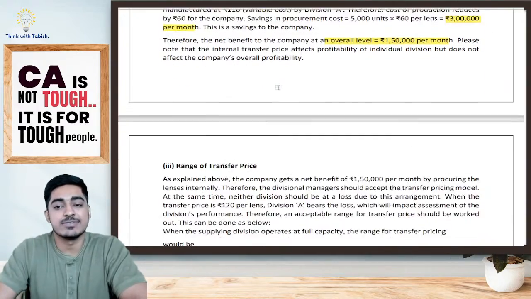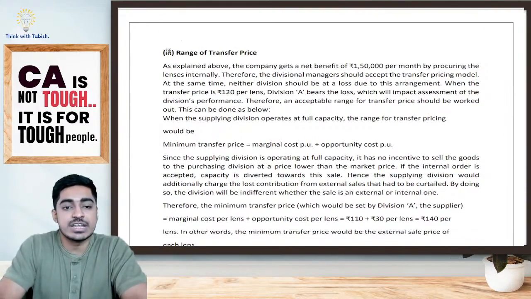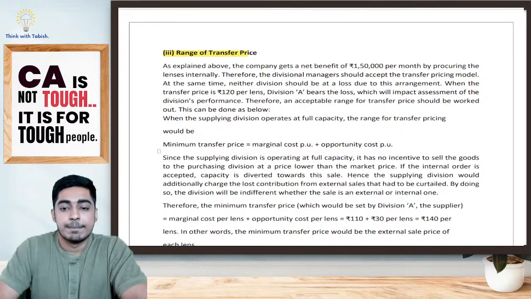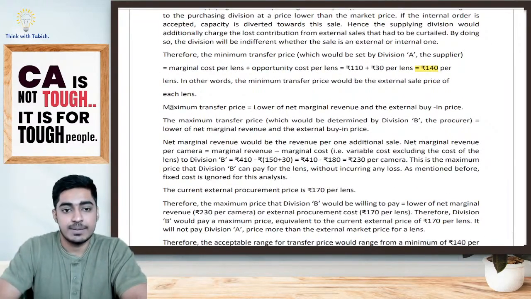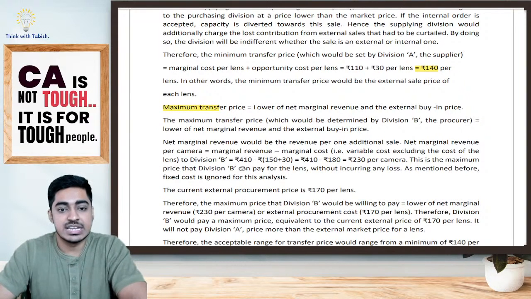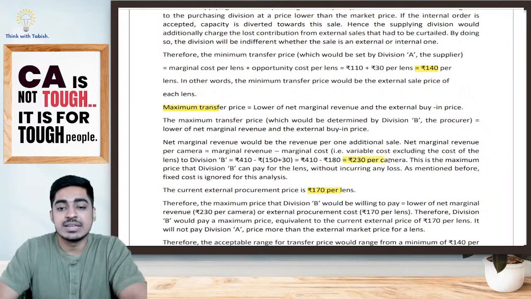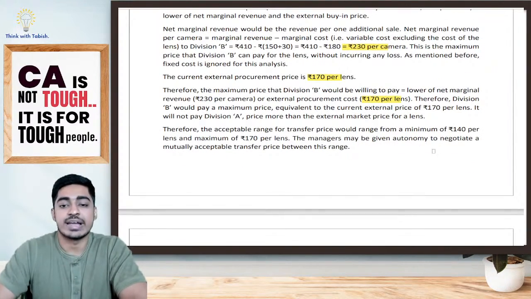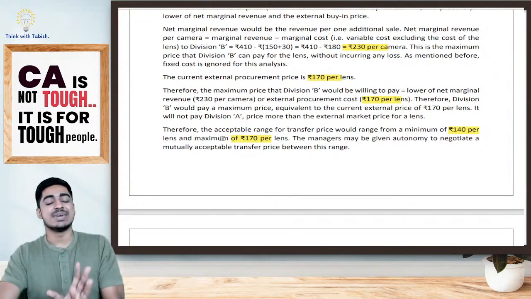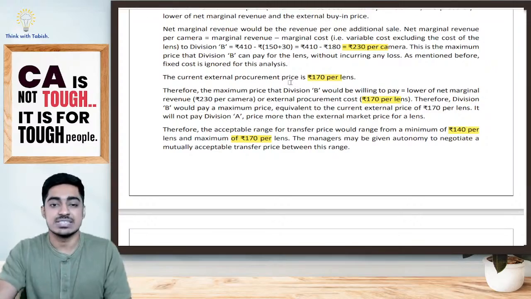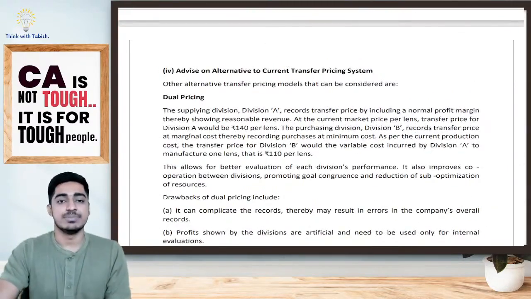Okay, the entire paragraph, same thing is told. It's a range of transfer pricing. Minimum 140. Maximum, we have external buying cost. External buying cost is 170. Net marginal revenue is 230. So maximum will be paying 170 rupees. So acceptable transfer pricing range would be 140 to 170 rupees. Same thing, just they have filled in the pages. Nothing more is there. The same thing. Next, what else do we have, students?